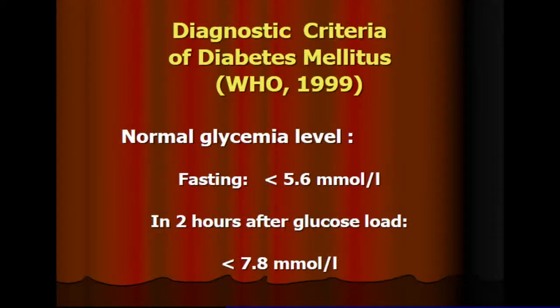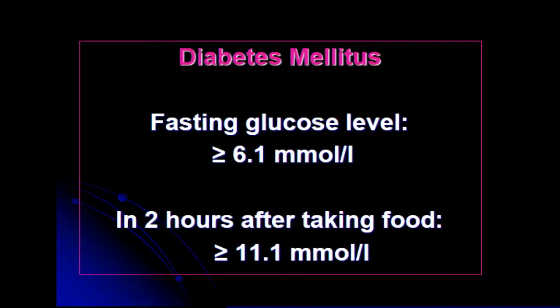I'd like to attract your attention to this information. Diagnostic criteria of diabetes mellitus, World Health Organization, 1999. Normal glycemia level, fasting, less than 5.6 millimole per liter, and 2 hours after glucose load or after meal, glycemia will be less than 7.8. Diabetes mellitus: fasting glucose level more or equal 6.1 millimole per liter, and 2 hours after taking food, more or equal 11.1.